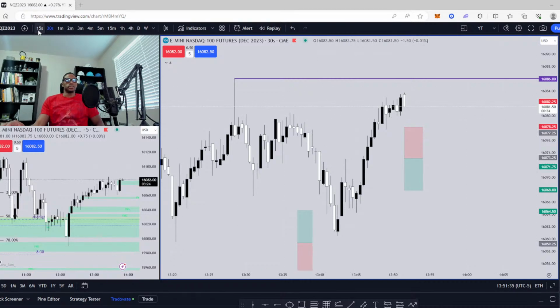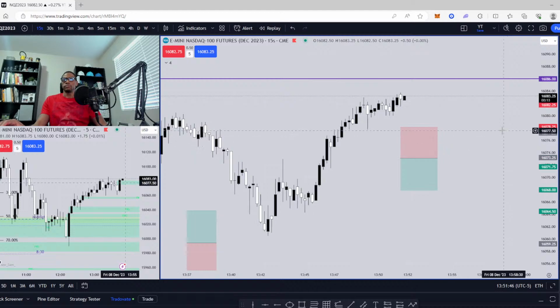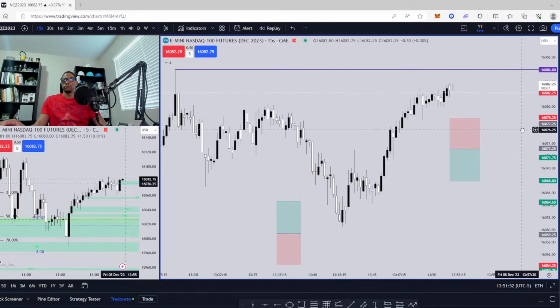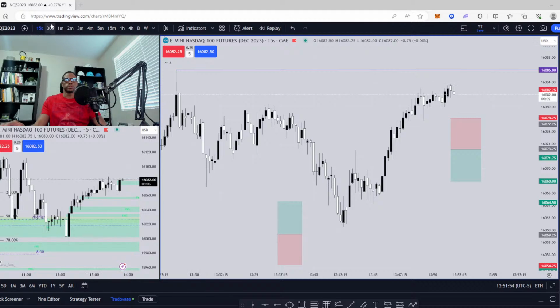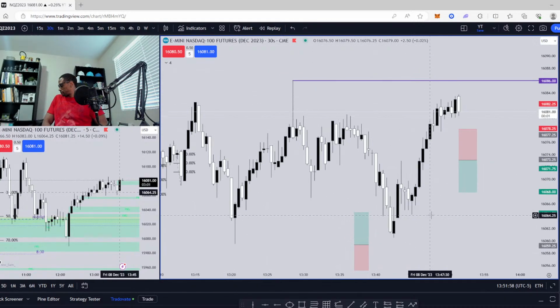Take a peek at the 15 second and see if it's any clearer than the 30. Not really. There are no lows taken. It's a good sign.